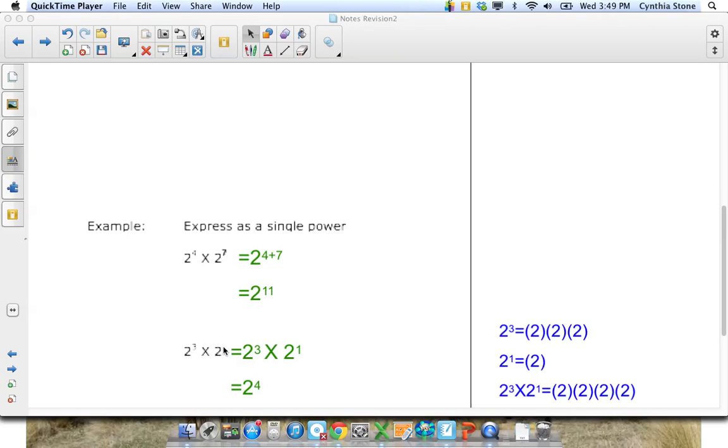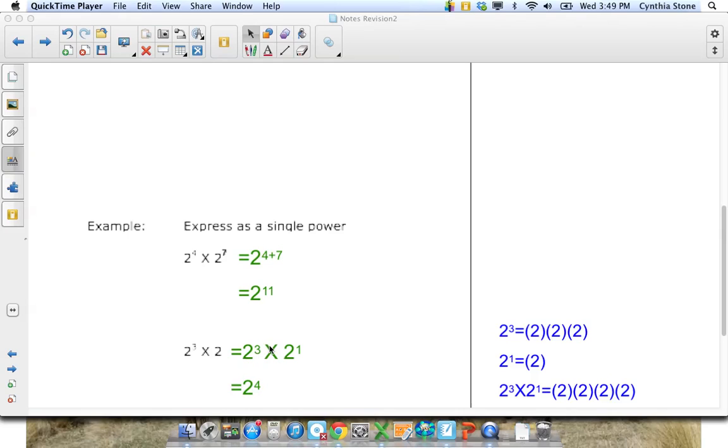2, by the way, is the same as 2 to the power 1. Okay? So when I write that out again, I write 2 to the 3 times 2 to the power 1. And then 3 plus 1 is 4. So it's 2 to the power 4 is what it equals, right? Using that adding rule.